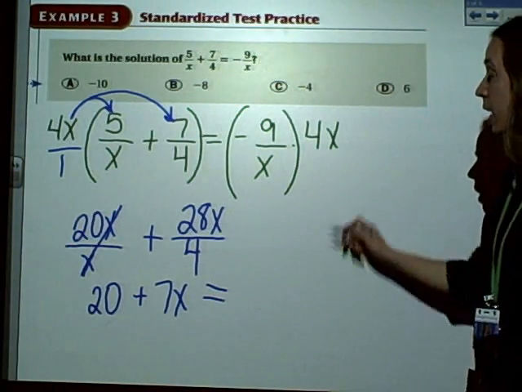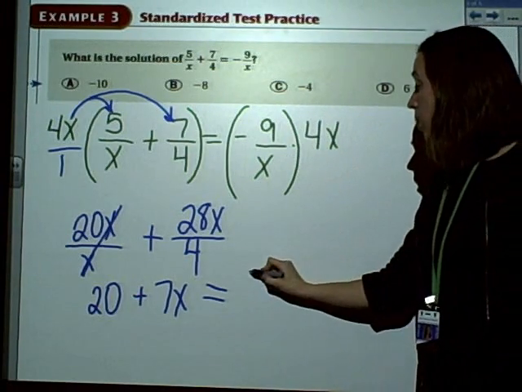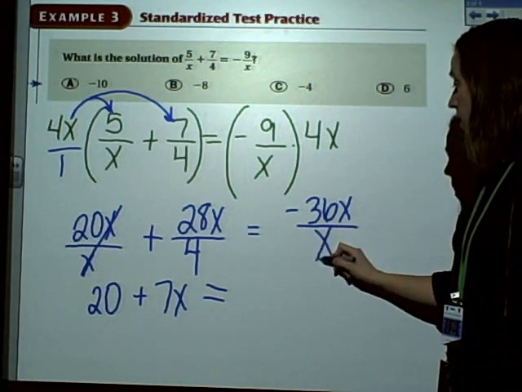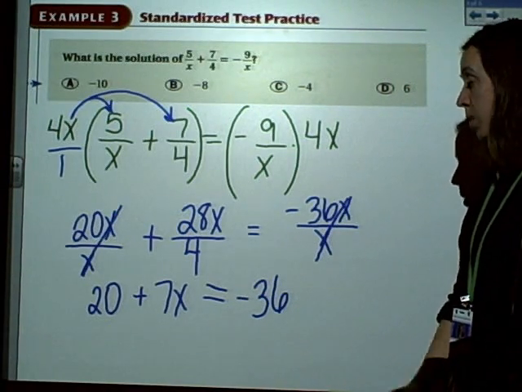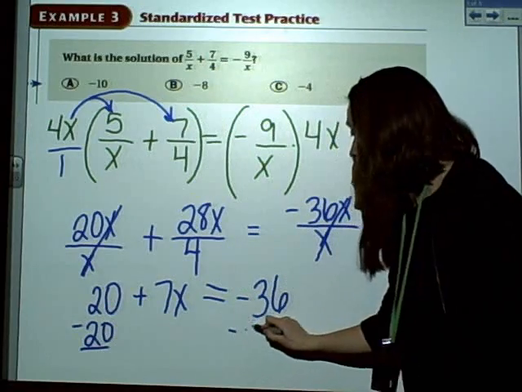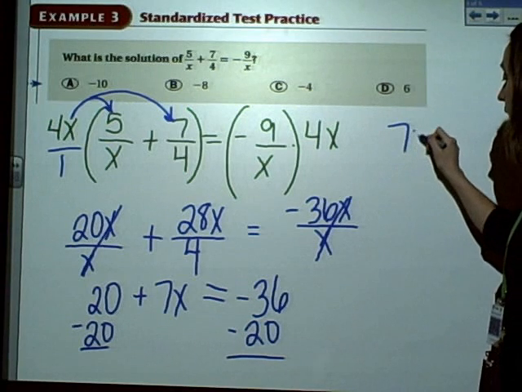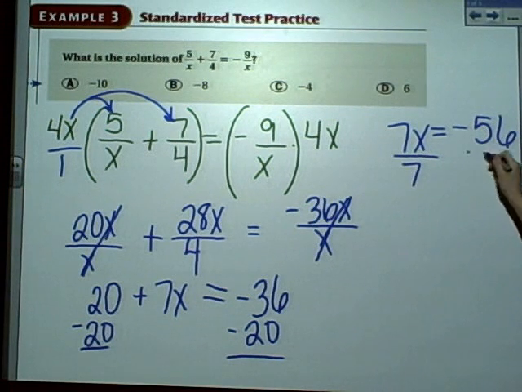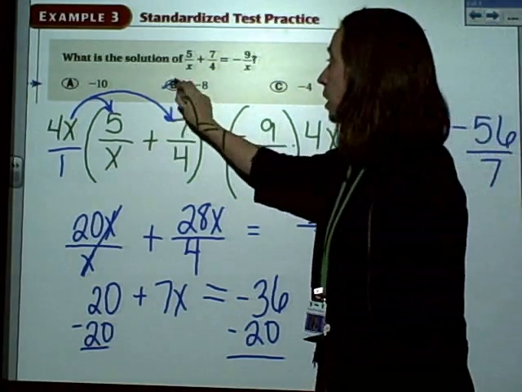Now on the other side, again, I'm going to multiply a whole number by a fraction. I multiply straight across. We get negative 36x over x. The x's cancel. That leaves me with negative 36. We're going to go ahead and solve with our algebra techniques here. We subtract 20. That leaves me with 7x equals negative 56. I'm going to divide both sides by 7. I'm left with x equals negative 8, which is b.